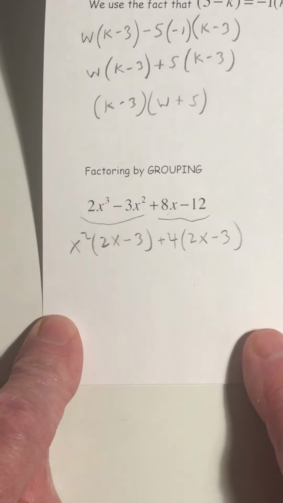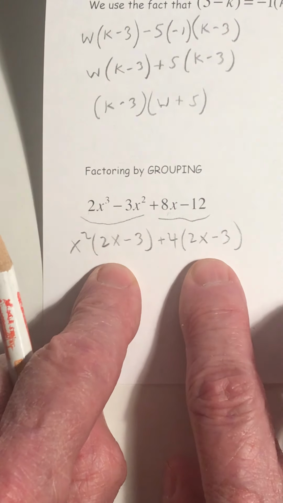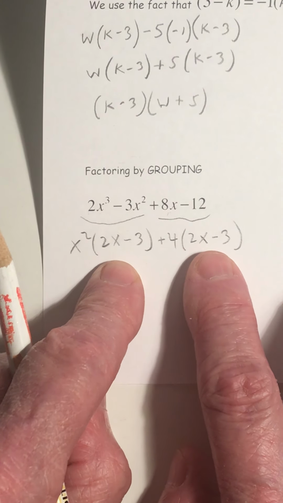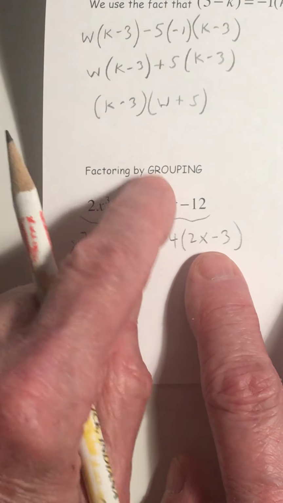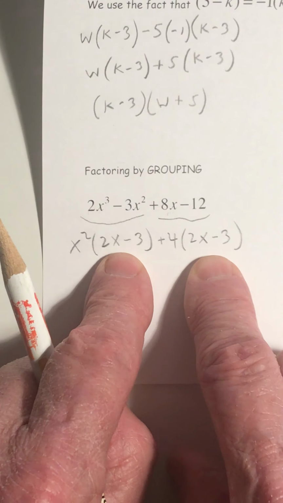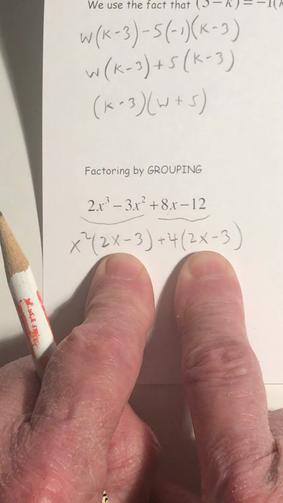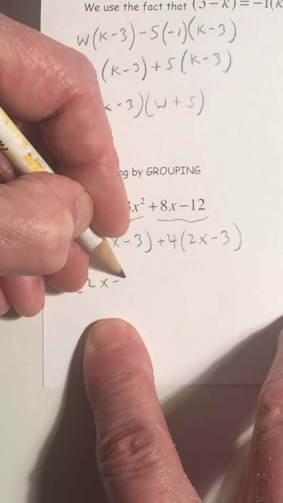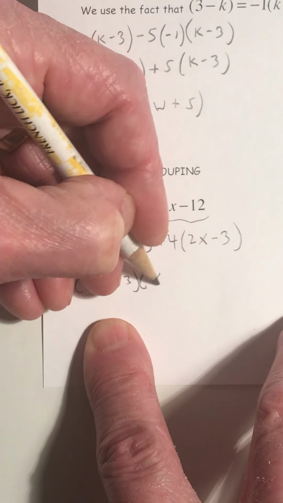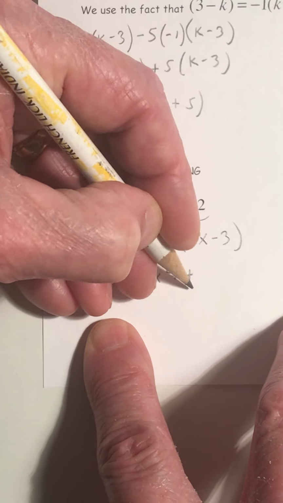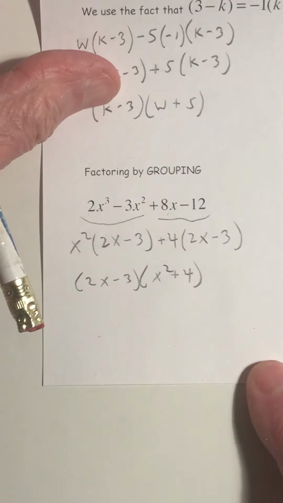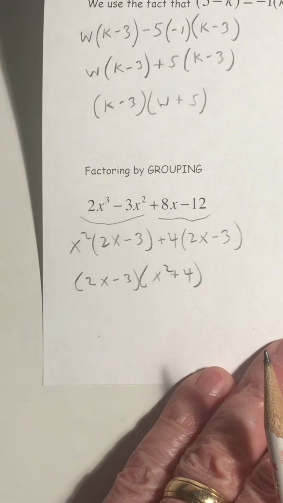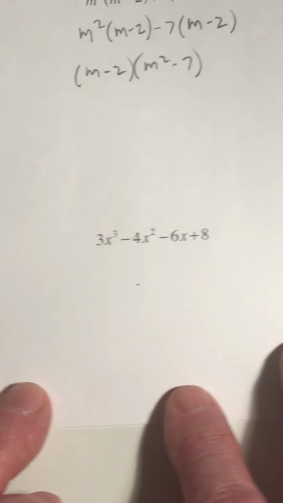Now, what do you notice? And this won't always happen, but usually it will happen with the exercises we're given to practice factoring by grouping. We get this common factor, and we can do the same thing we were doing a minute ago, right? 2x minus 3 times x squared plus 4. Pretty neat, eh? Let's try one more.